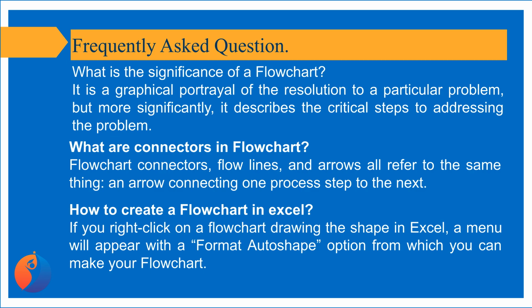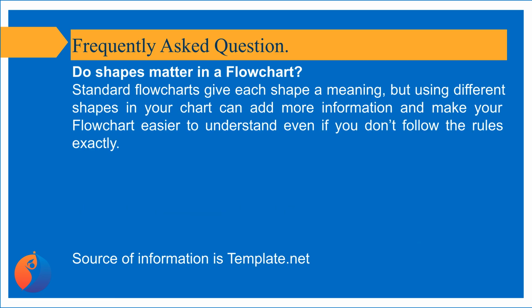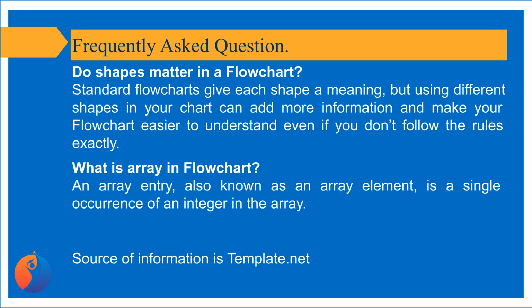If you right-click on a flowchart drawing shape in Excel, a menu will appear with a Format AutoShape option from which you can make your flowchart. Do shapes matter in a flowchart? Standard flowcharts give each shape a meaning, but using different shapes in your chart can add more information and make your flowchart easier to understand even if you don't follow the rules exactly. What is array in flowchart? An array entry, also known as an array element, is a single occurrence of an integer in the array.